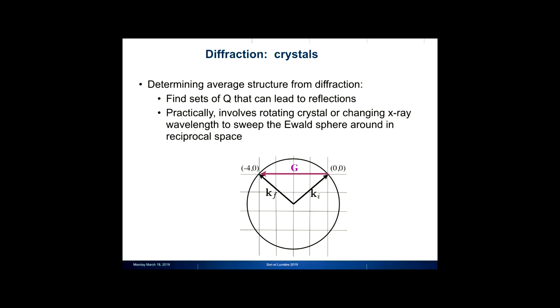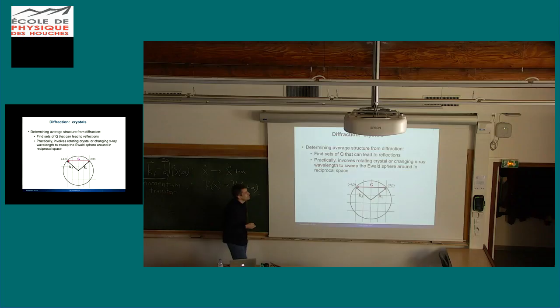All right. So if you wanted to just find the average structure, which is a typical diffraction measurement, the idea is you somehow change this incoming K vector to move around this Ewald sphere and figure out all the places where you have intersections with reciprocal lattice points. Then you can map out exactly which of these points in reciprocal space are actual allowed reciprocal lattice points, and then you can figure out the structure from that. I don't want to go into the details of that, but that's the basic idea.